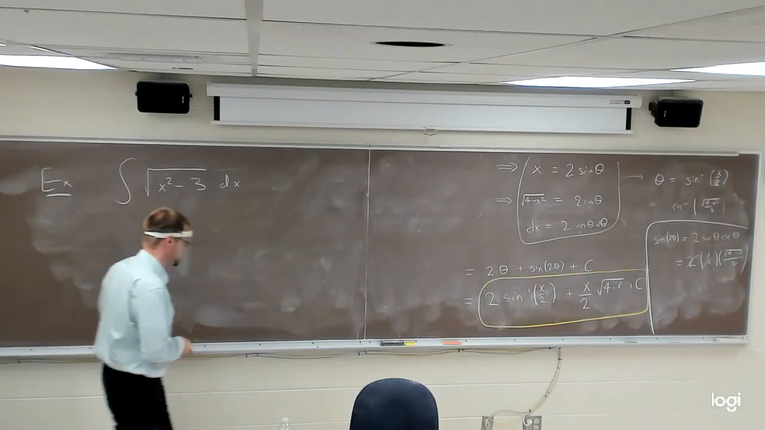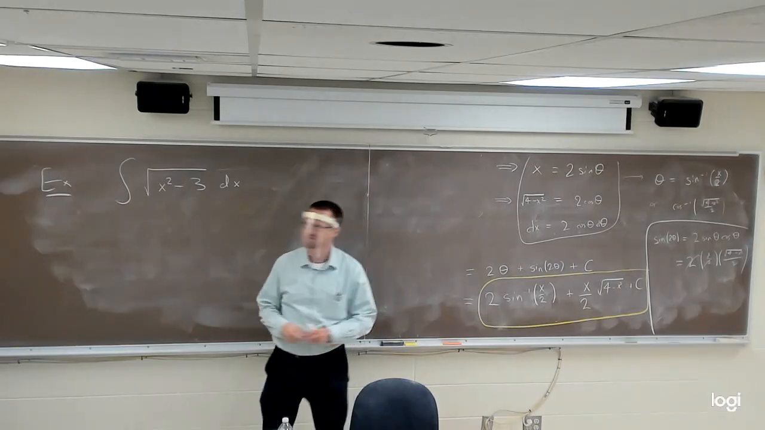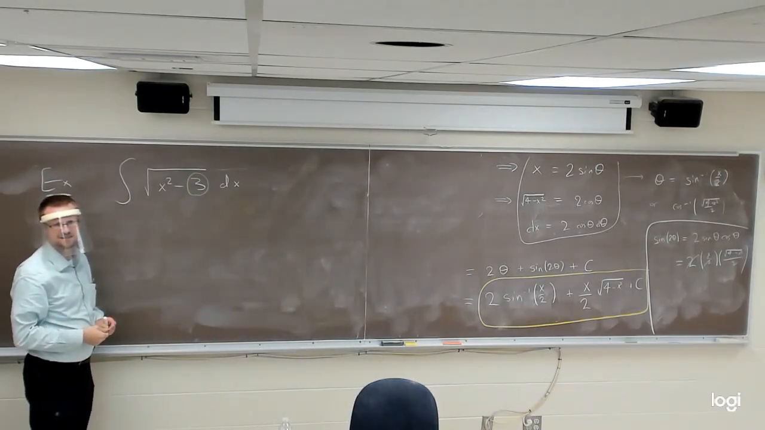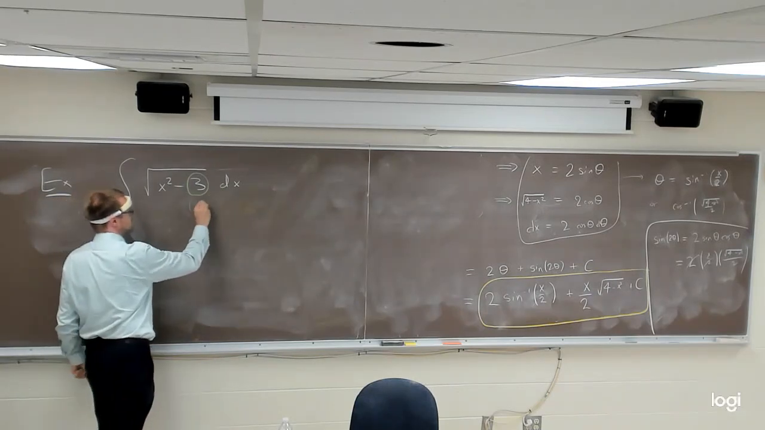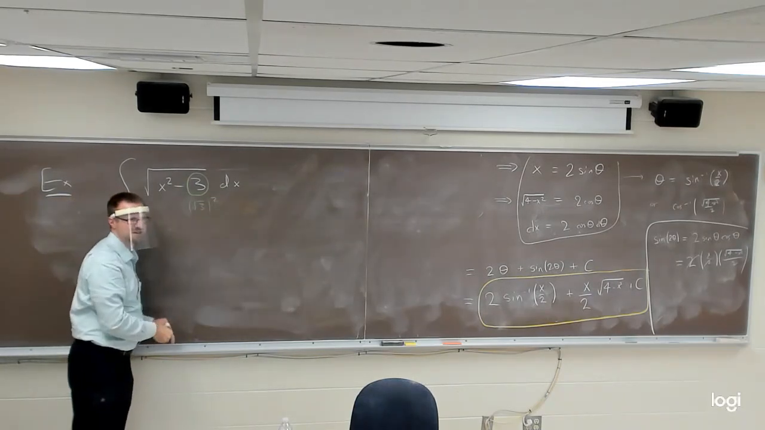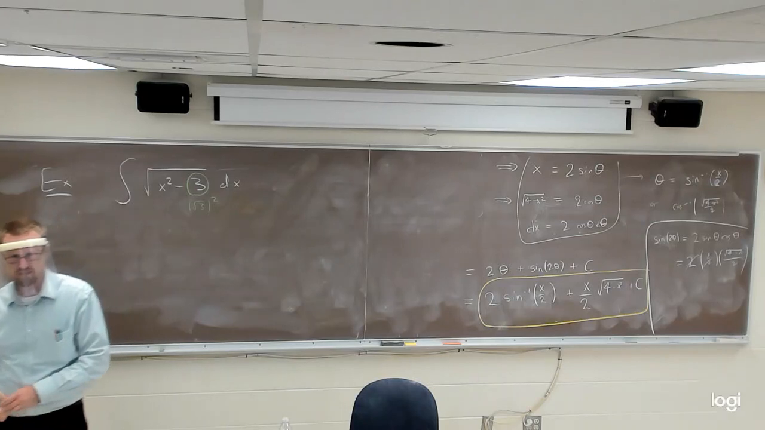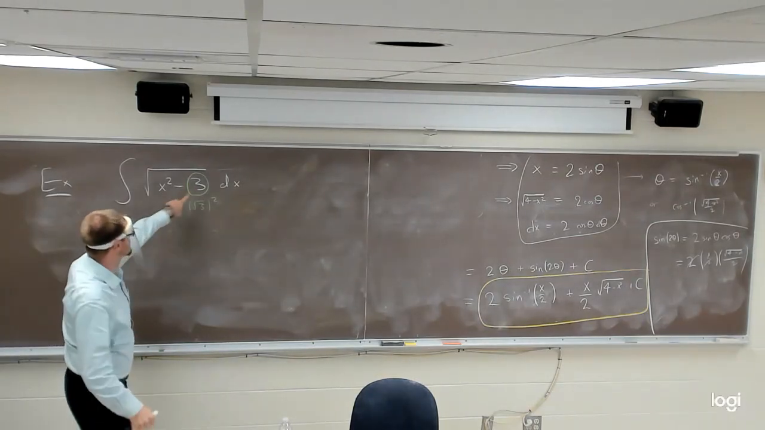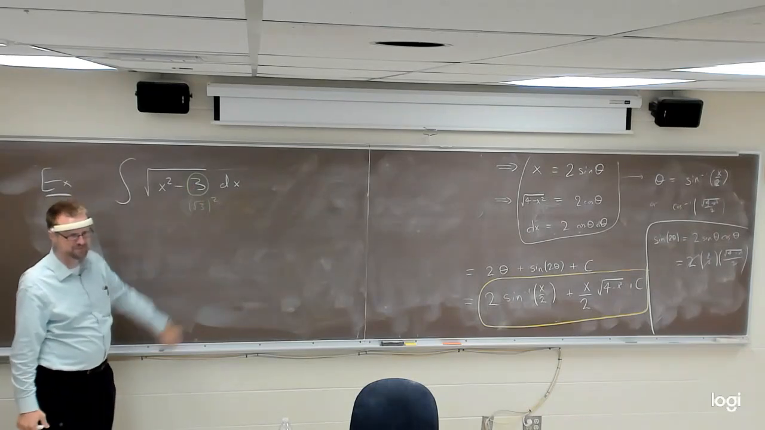Well, actually, maybe I do have a square, right? Is this something squared? Yeah, square root of 3 squared. So one of the things I may need to do to set up a trig sub is kind of force something to be a square when it's not trying to.